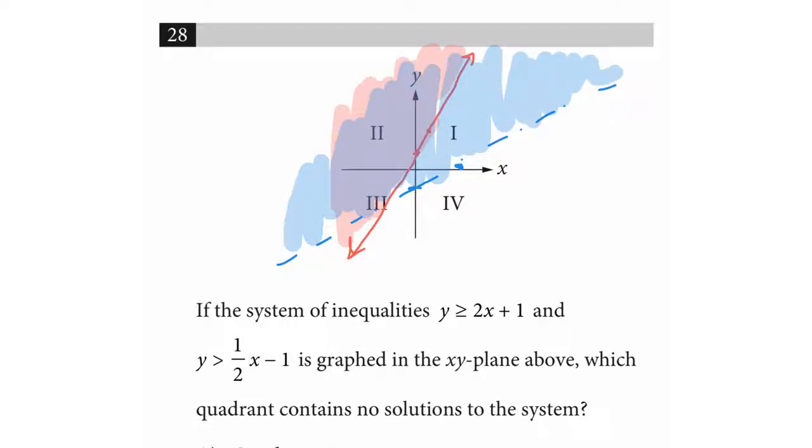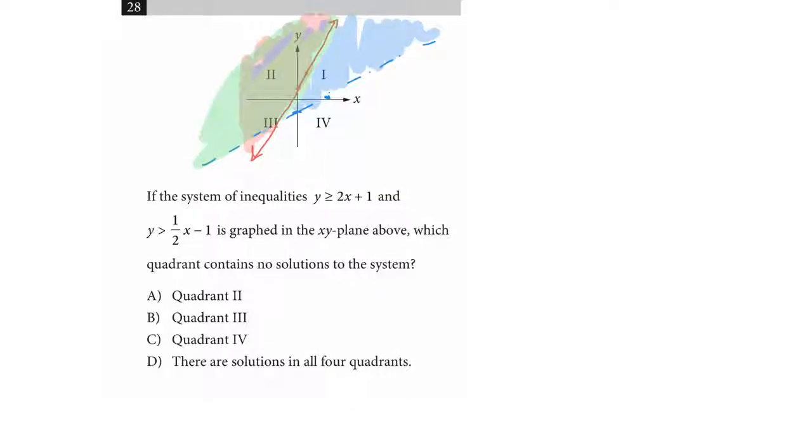And then you ask yourself, well, where is the double shaded region? Clearly the double shaded region is all of this stuff right here. I could have shaded this area, but I didn't before. But it's everything above the blue line and above the red line, right? So which quadrant just got left out of the double shaded region? Well, clearly quadrant 4 did, and that is the answer. Quadrant 4 is the quadrant that contains no solutions to the system. There it is.